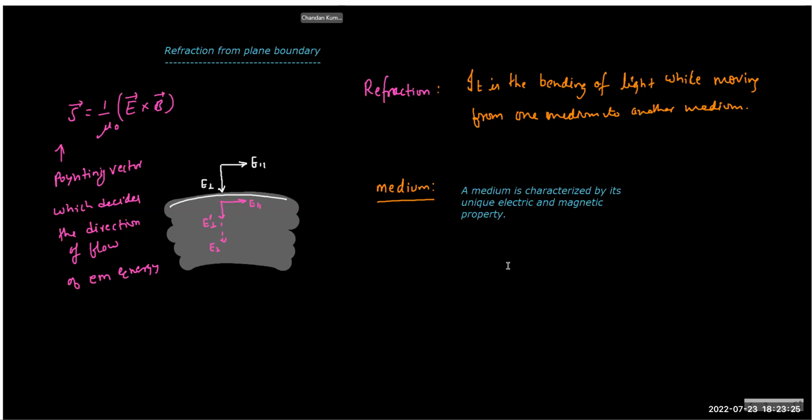So one medium will have one. So let's say we have a medium in which the property is continuously changing. In such a scenario, we define something called variable refractive index.